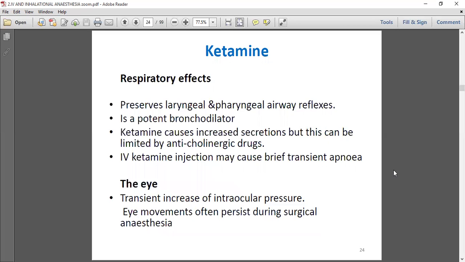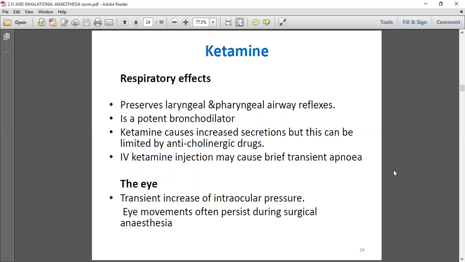So respiratory effects. It preserves laryngeal and pharyngeal airway reflexes. It is a potent bronchodilator. Ketamine causes increased secretions, but this can be limited by giving anticholinergic drugs. Do we know anticholinergic drugs? For example, atropine. You can give atropine to counter excessive secretions.